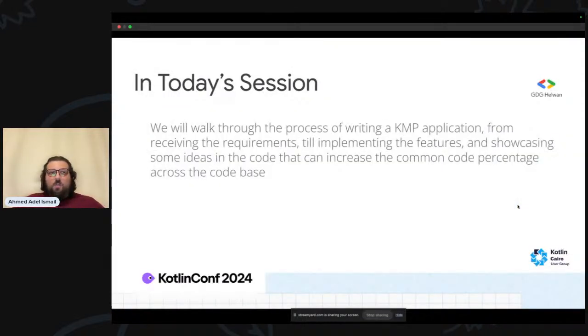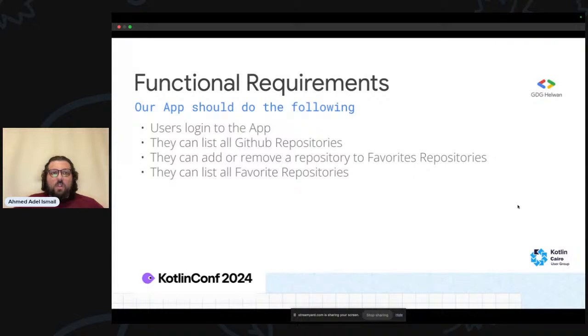So in today's session, what we'll do is, as I said, walk through the process of writing a KMP application, receiving the requirements, and doing everything until we start implementing the features. And as I said, it's all about the thought process, not about the code itself. So our application here has its functional requirements. Functional requirements means the business requirements, or the requirements that make the application functional.